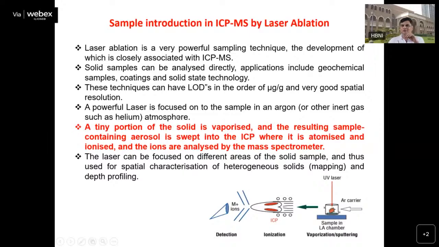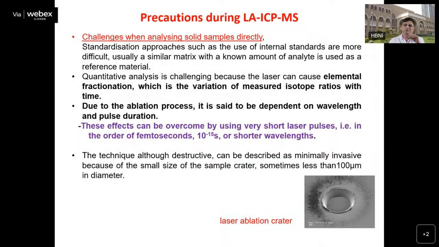So what is happening in this? A powerful laser is focused on the sample in an argon, that is inert, atmosphere, and a tiny portion of the solid is vaporized, resulting in a sample-containing aerosol. In the case of a liquid, we used the nebulizer, but here we use laser ablation. Those aerosols are swept into the plasma, where they are atomized and ionized, and these ions are further fed into the mass spectrometer. With this, a small crater is formed when we are using laser ablation.